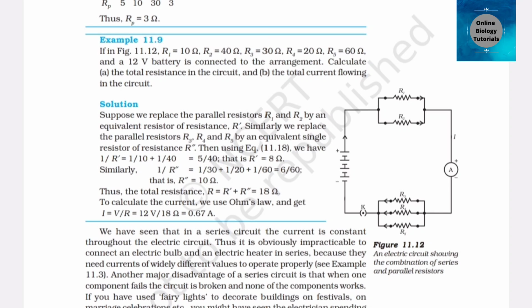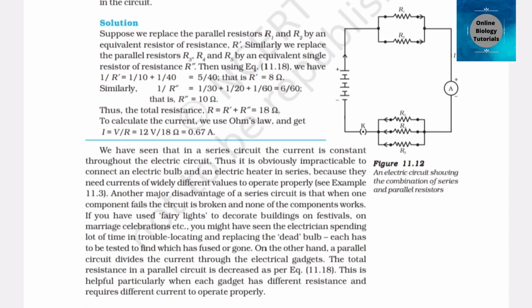We have seen that in a series circuit the current is constant throughout the electric circuit. Thus it is obviously impracticable to connect an electric bulb and an electric heater in series because they need currents of widely different values to operate properly. See example 11.3. Another major disadvantage of a series circuit is that when one component fails, the circuit is broken and none of the components works.